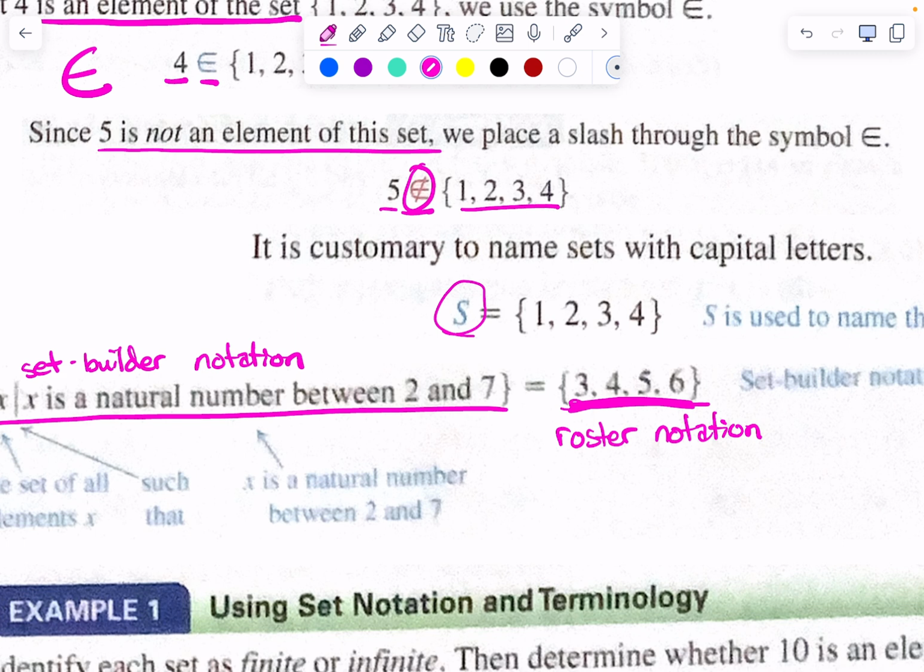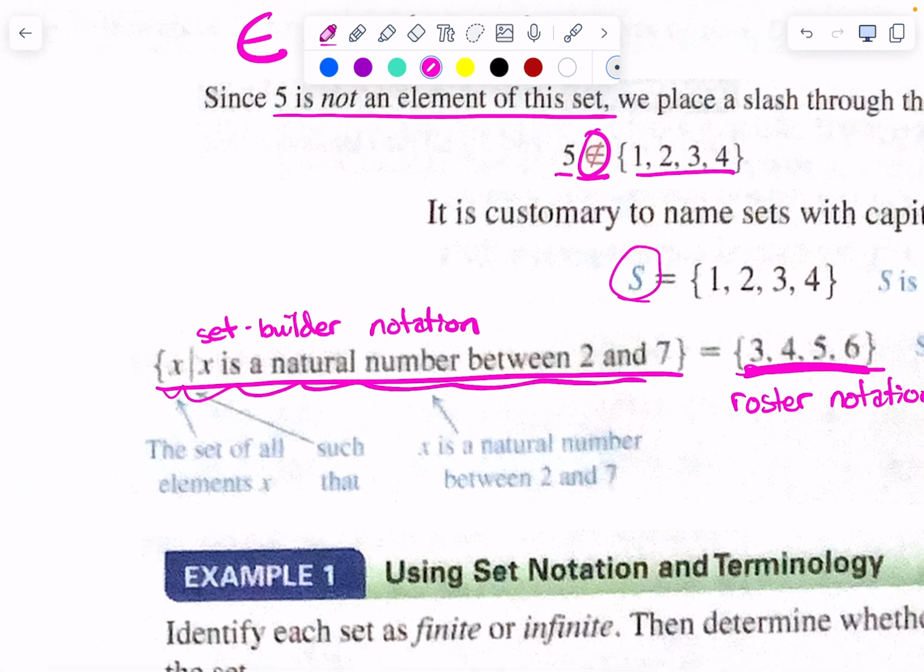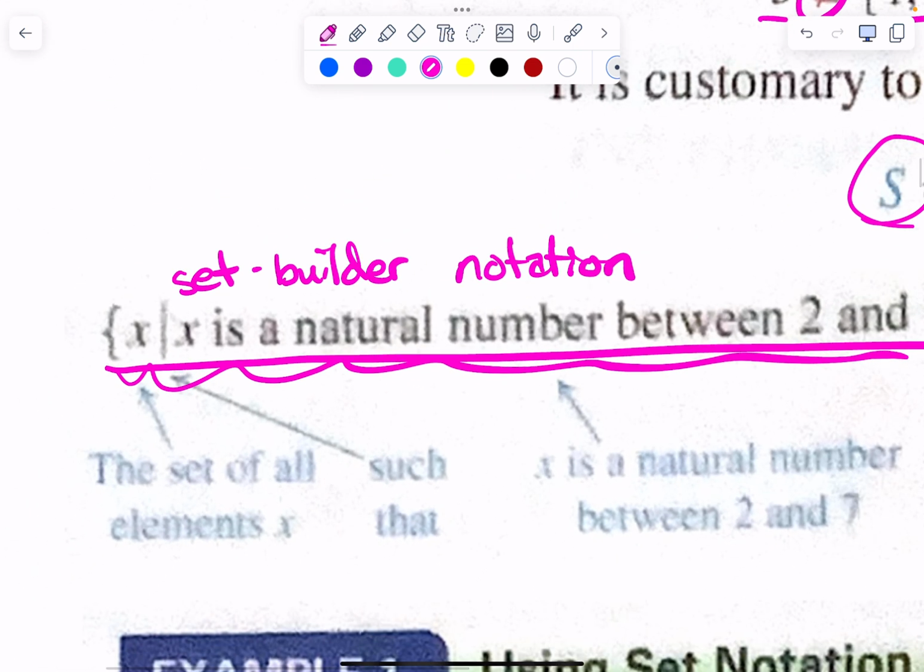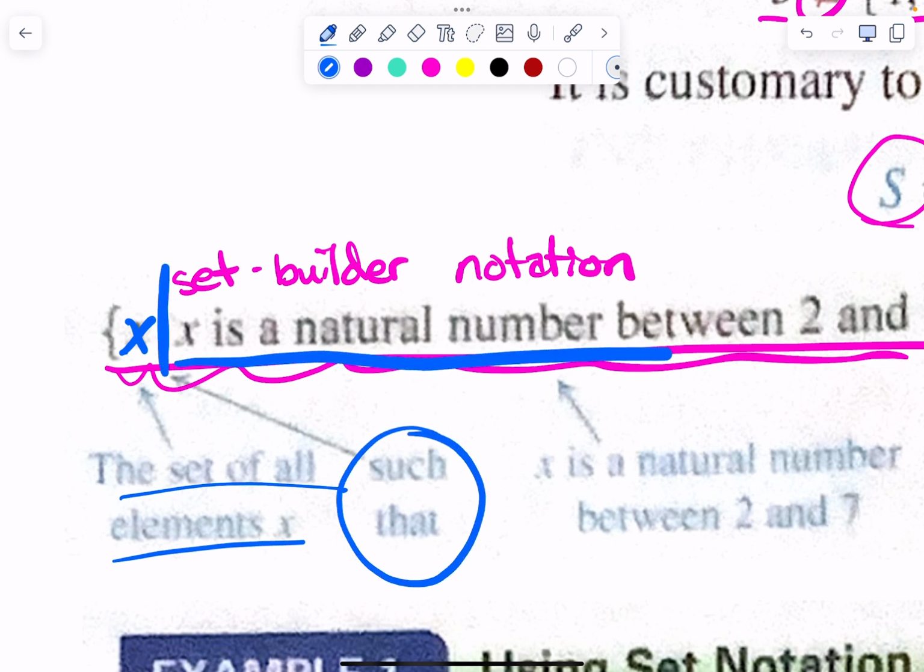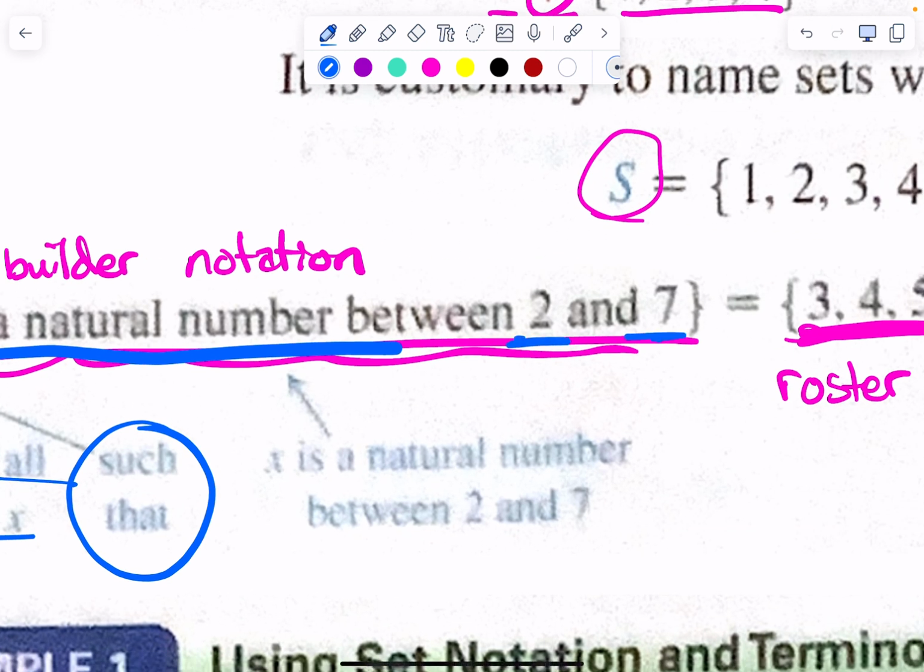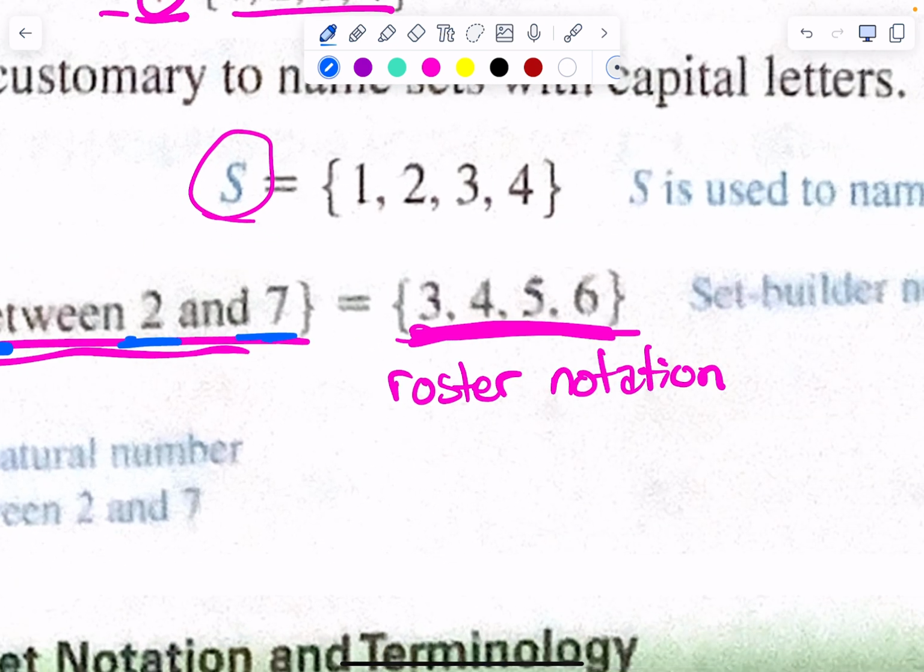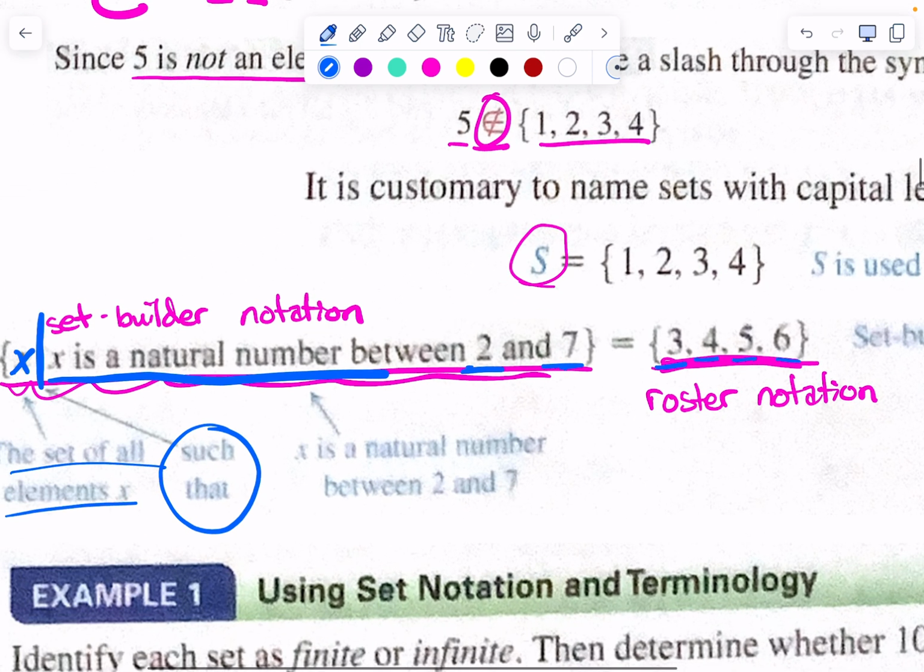Roster notation is listed out. If you have not very many elements, I prefer that one, right? Like 3, 4, 5, 6 is a lot more pleasing to the eye than this set builder notation, but this is what set builder notation says, okay? This is the set of all elements x, and then this line right here means such that x is a natural number. Natural numbers are the counting numbers: 1, 2, 3, 4, 5, 6, 7, 8, 9, 10. Between 2 and 7, okay? Not including 2 and 7. So that's why we say between 2 and 7. The numbers between 2 and 7 that are natural numbers or counting numbers are 3, 4, 5, 6. Okay? Both of those are saying the same thing.